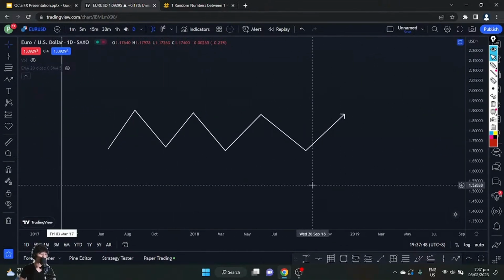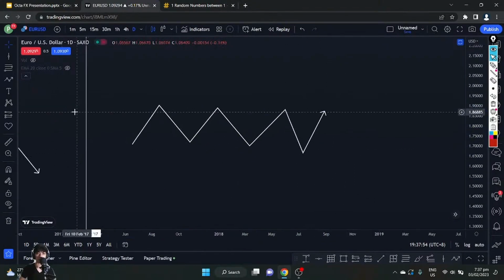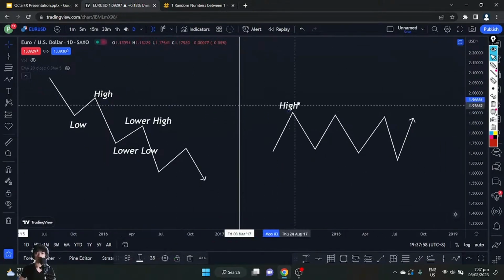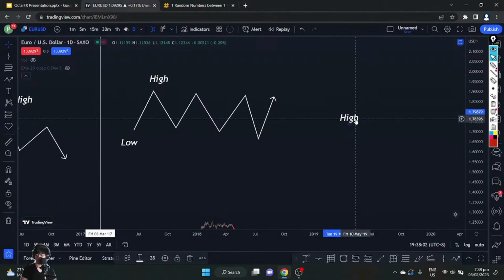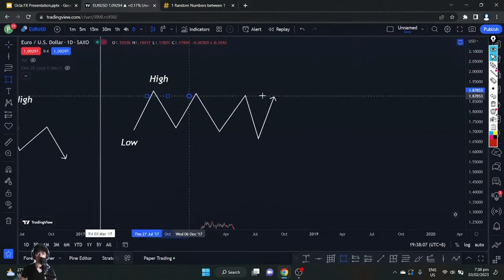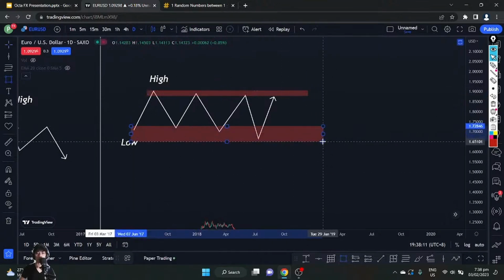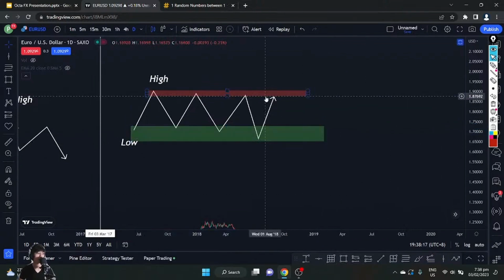So, okay, to move on, now we have a consolidation. And this right here is simply, again, we have a high right here and we have a low at the bottom. So this is simply what we can call an equal high and an equal low. Okay, so we can draw a support at the bottom and we can draw resistance at the top.